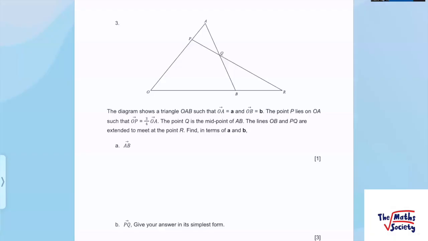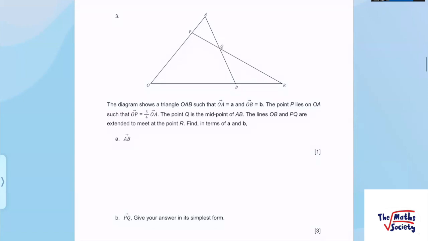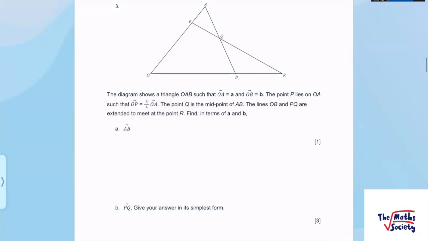Okay, so moving on to question 3, it says that the diagram shows a triangle OAB such that OA is equal to A, OB is equal to B, so we know that. Point P lies on OA such that OP is 3 by 4 OA. And Q is the midpoint of AB, and the lines OB and PQ are extended to meet at point R. So we'll find that later. And it says find in terms of A and B.